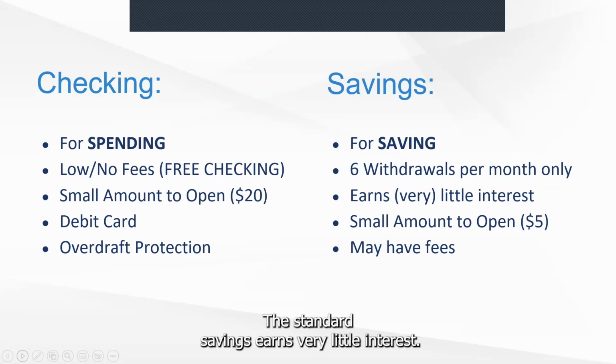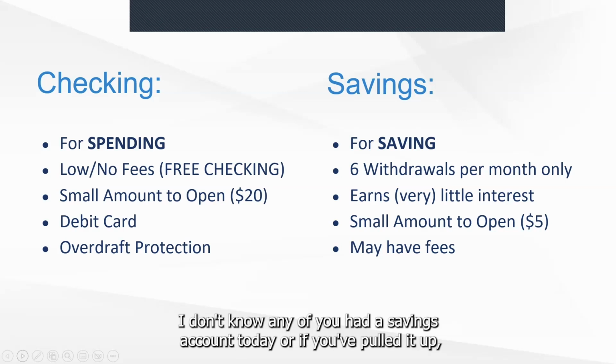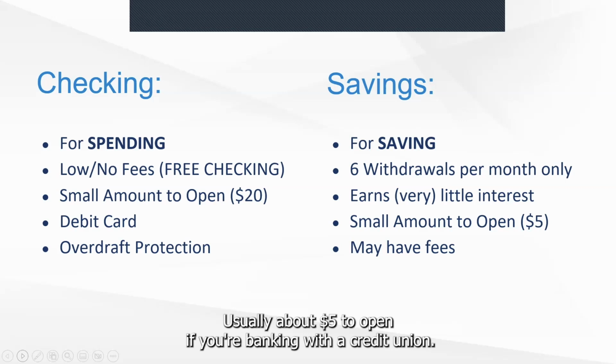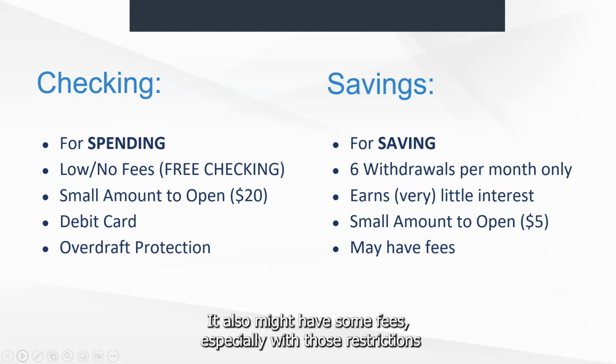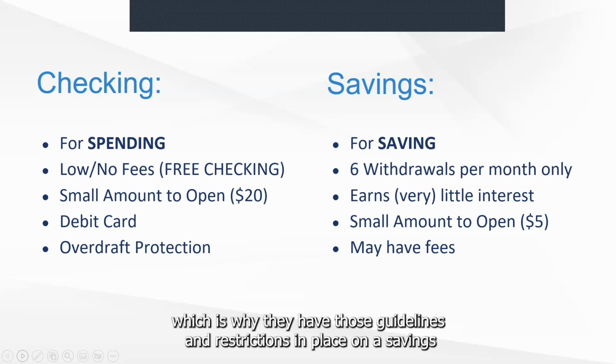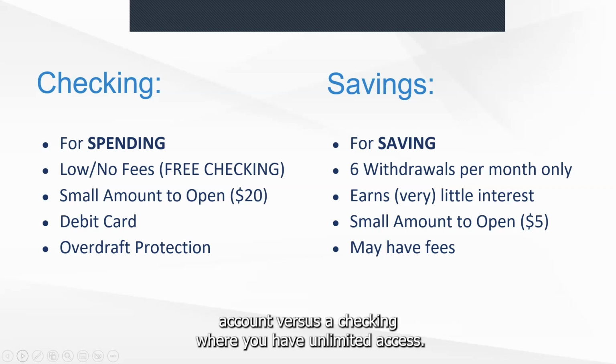It helps you save and limit the amount of withdrawals. The standard savings earns very little interest. I don't know if any of you had a savings account today or if you've pulled it up, but it's about 0.05%, 0.10% on a regular standard savings. Usually about $5 to open if you're banking with a credit union. And it also might have some fees, especially with those restrictions on the amount of withdrawals that you can do out of a savings. This might sound like a lot, but the intent is for you to truly save, which is why they have those guidelines and restrictions in place on a savings account versus a checking where you have unlimited access.